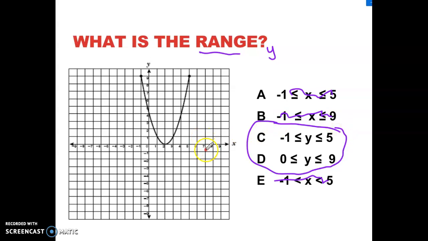And so let's take a look at what's happening to our y values. It looks like our lowest y value here is at 0 and our highest y value is here at 9. So I'll be taking everything between 0 and 9, including the 0 and 9 because these are closed brackets, and I'm assuming it's touching there at 0. So I'm going to go with D as my final answer on this one.